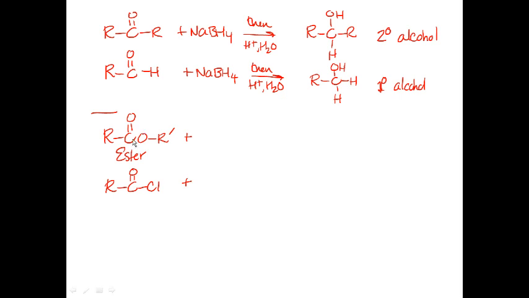An ester and an acid chloride require you to use a slightly more potent hydride source. You might say, but aren't hydride sources all the same? No. The other hydride source that we can use beyond sodium borohydride is lithium aluminum hydride. Lithium aluminum hydride is a much stronger reducing reagent than sodium borohydride. This is what we would call a mild reducer. This is a much stronger reducing reagent.